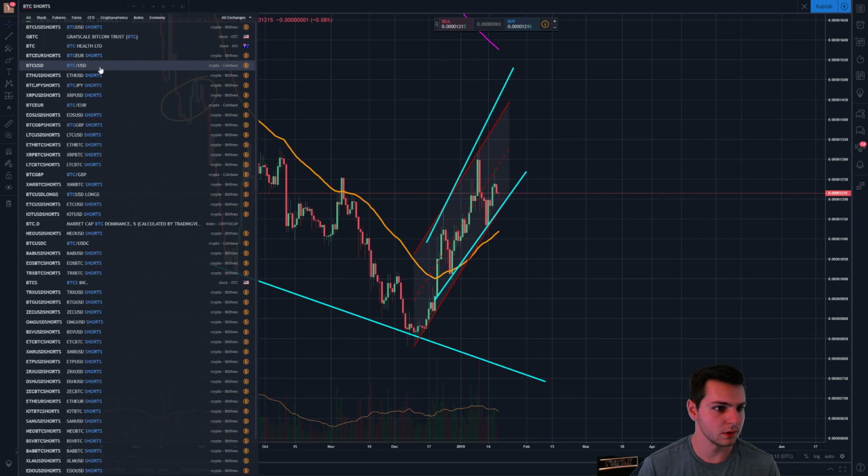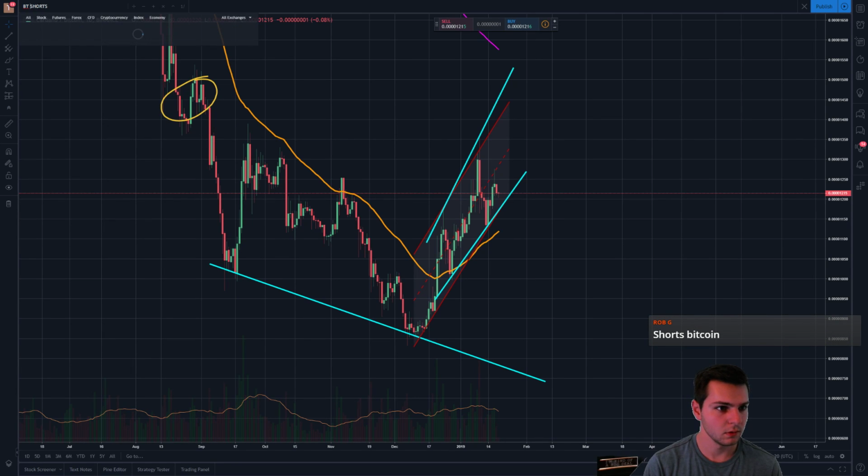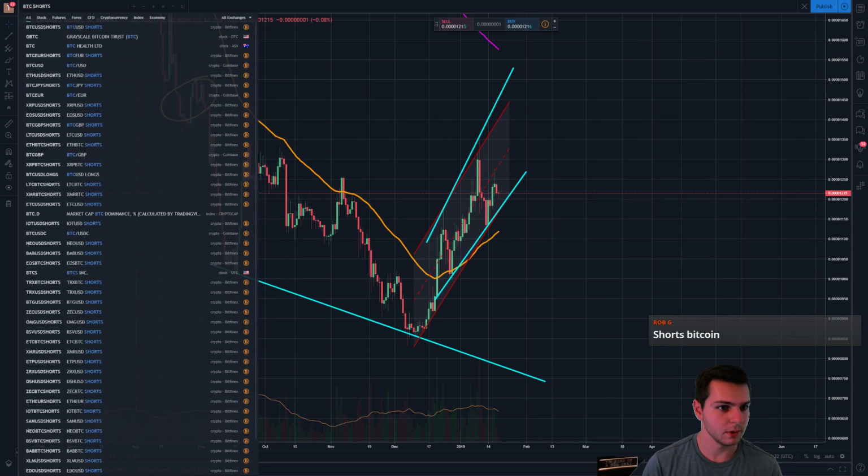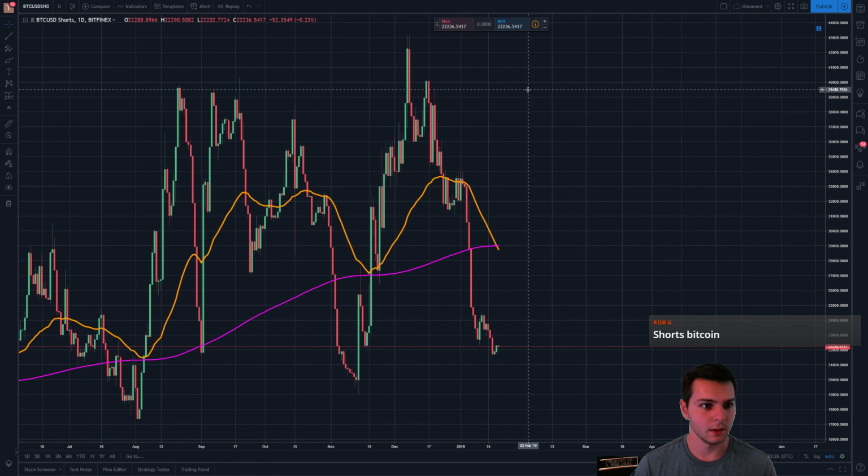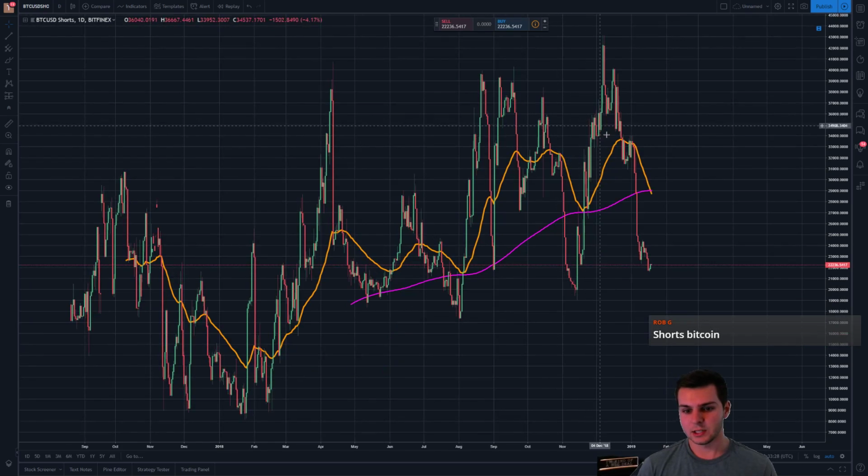BTC to Euro shorts. Ethereum shorts. That's not wanting to work with me. I forget what it was called. I think, oh, here it is. Bitcoin shorts, Bitfinex. So the big thing that people don't do with this, welcome Rob, great to have you.